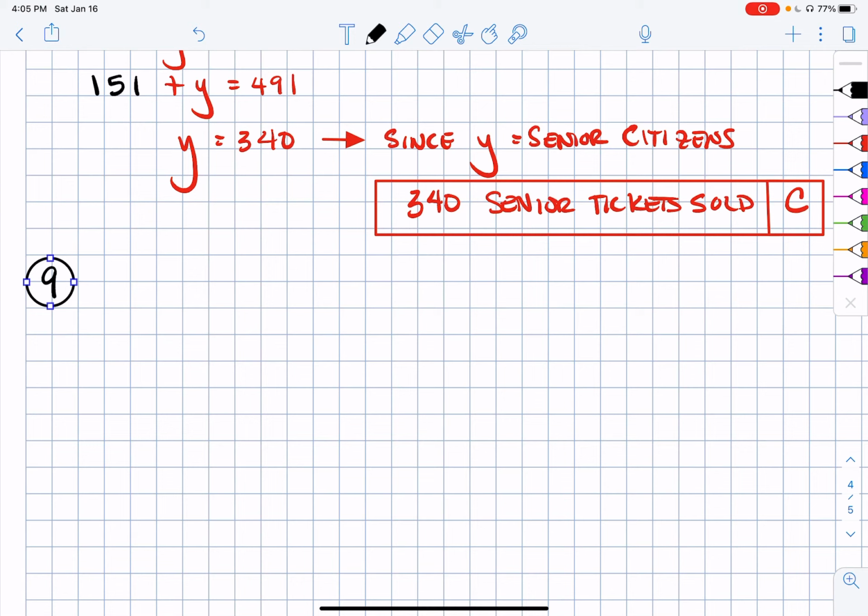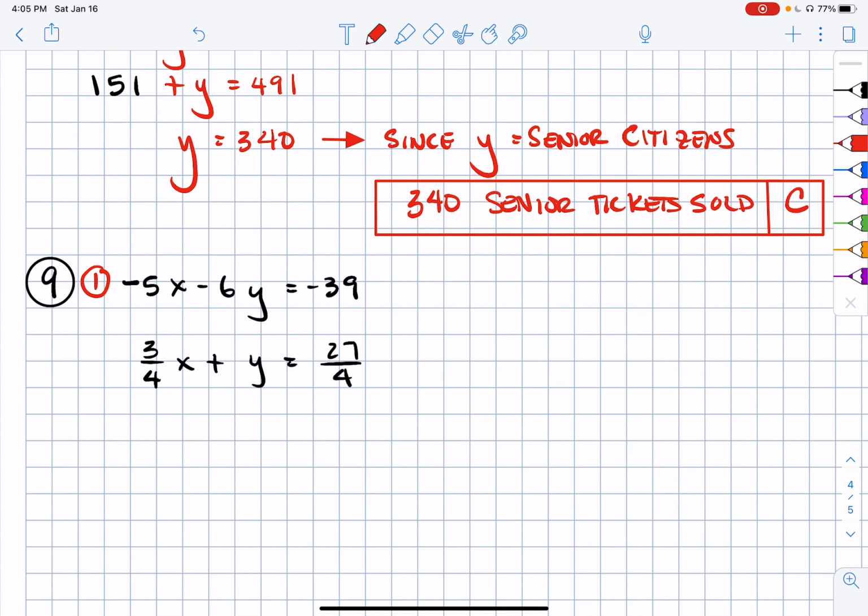Question number 9 says negative 5x minus 6y equals negative 39, and 3/4 x plus y is equal to 27 over 4. My first concern is that second equation. It has fractions, loved by absolutely no one.